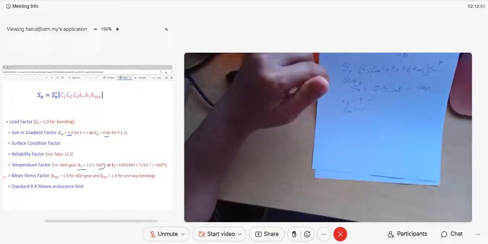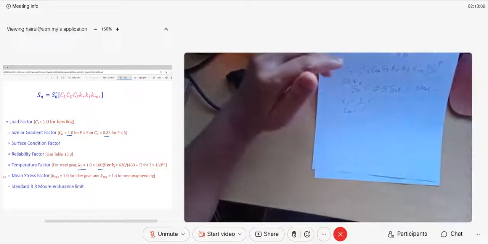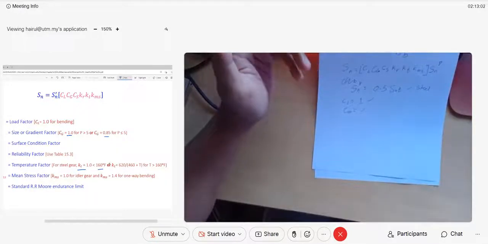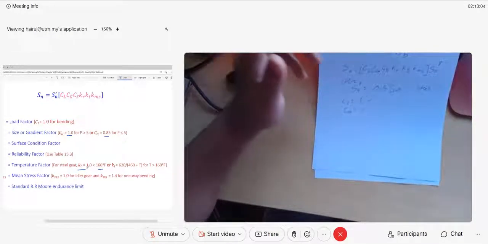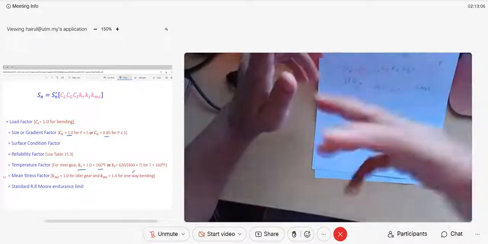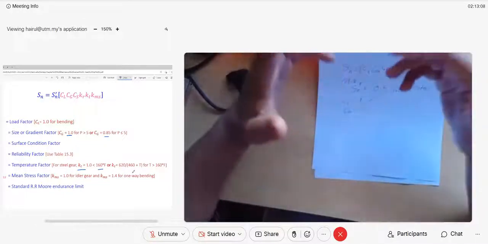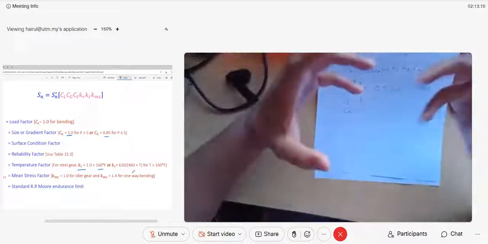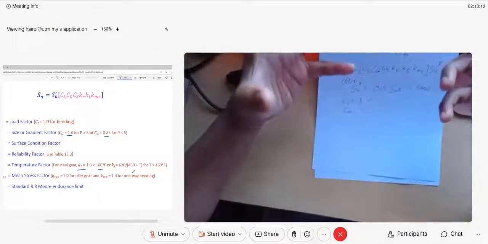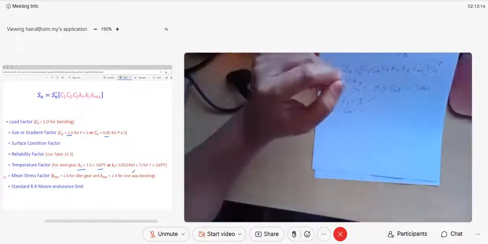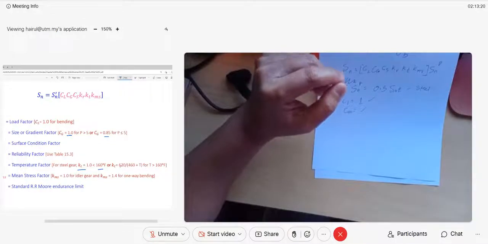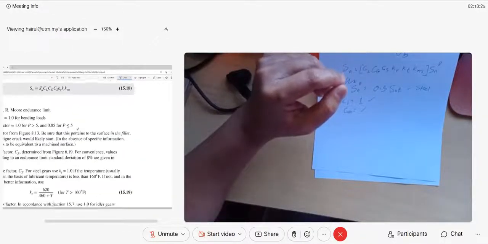If your machine's operating temperature is less than 160 degrees Fahrenheit, you use KT equals 1. If it's really high temperature in your surrounding environment, maybe you operate at a furnace, greater than 160, then you use the formula 620 over 460 plus T. This will be your KT value. So in your textbook, we already have the formula on this.